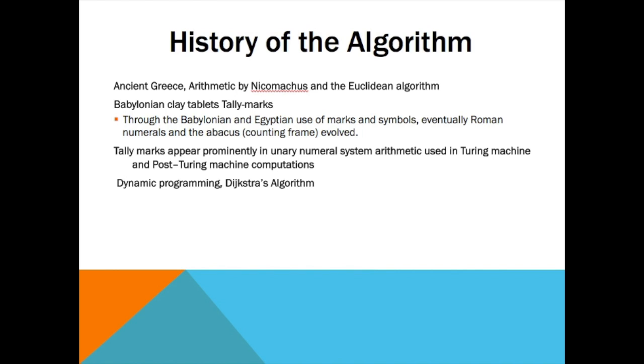Algorithms have a long history. Algorithms were used in ancient Greece. Two examples are the Sieve of Aristoteles and the introduction of arithmetic by Nicomachus, and the Euclidean algorithm.